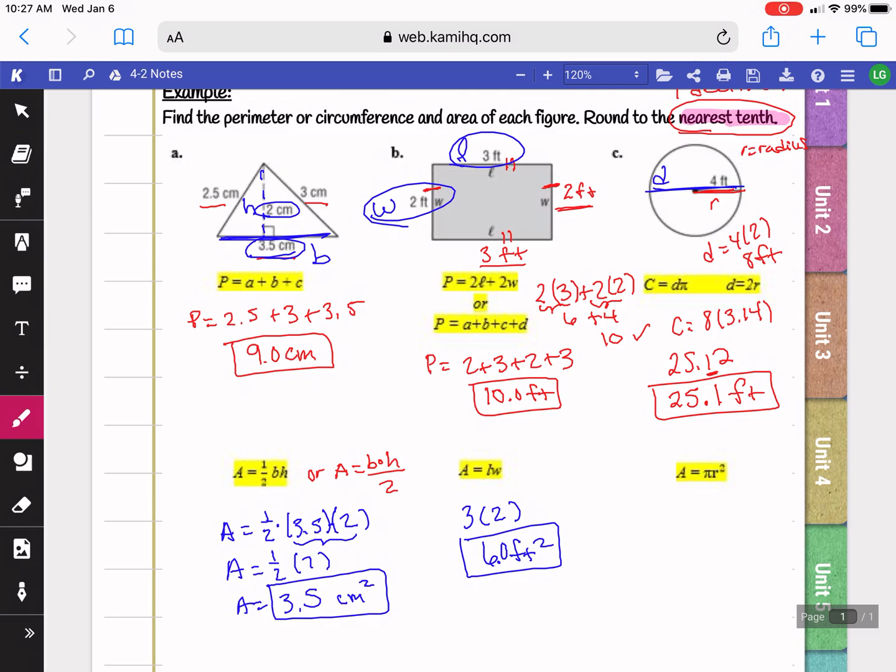Next, we're going to find the area of the circle. So here we use the radius. So area equals pi, or 3.14, times our radius, again, the 4 feet, and you want to square that. So 4 squared means we're doing 4 times 4, which comes out to 16. And now we can multiply the 3.14. This comes out to 50.24. And we're rounding to the nearest tenth. Since 4 is low, it stays 50.2. And our units here would be feet squared because it's area.